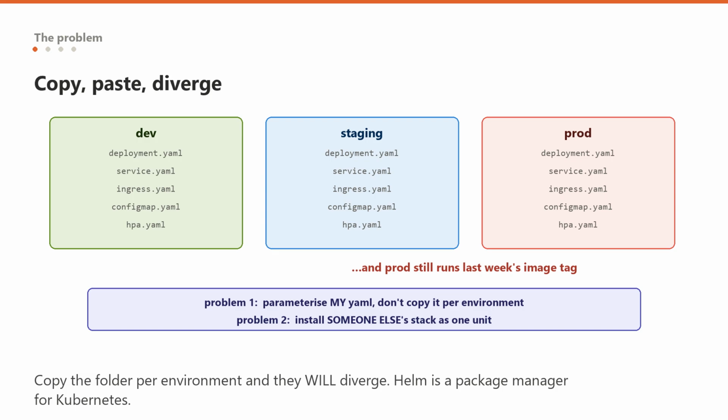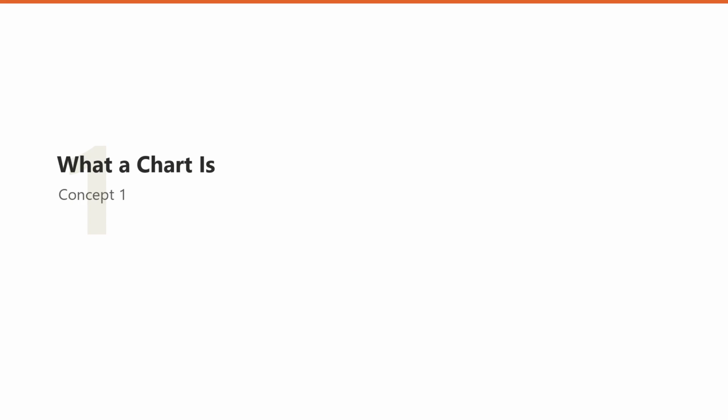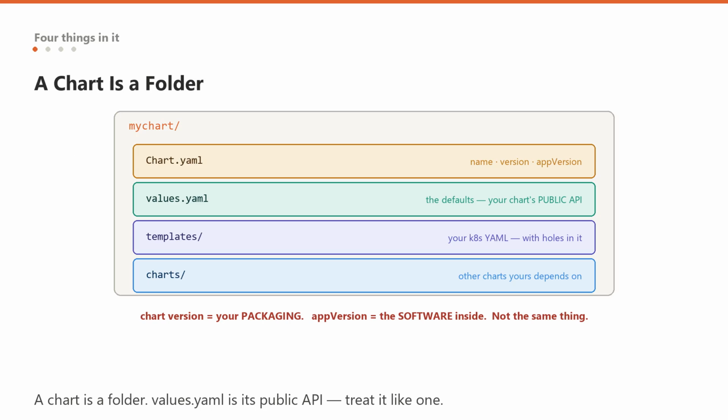Helm is the package manager that answers both. Think apt or npm or maven, but for Kubernetes. Concept 1. The chart, a package of templated Kubernetes YAML. A Helm chart is, physically, a directory with a specific shape. Chart.yaml is the metadata, the chart's name, its version, and the app version it deploys. Note that those last 2 are different things and people conflate them constantly. The chart version is the version of your packaging. The app version is the version of the software inside. Bump the chart version when you change the templates. Bump the app version when you ship new code.